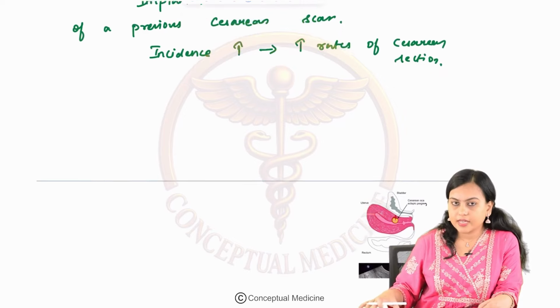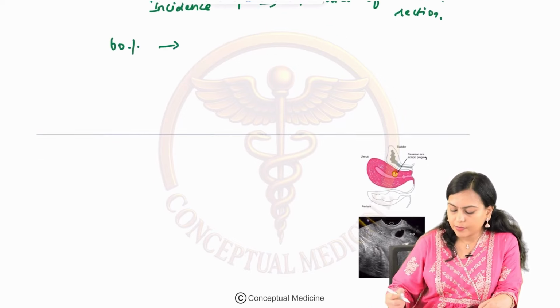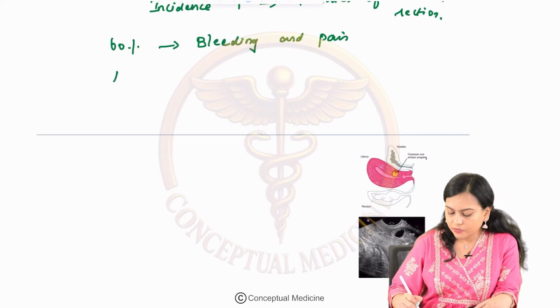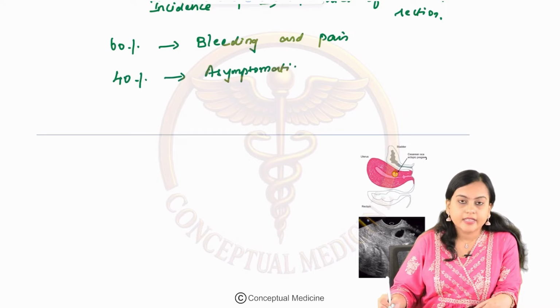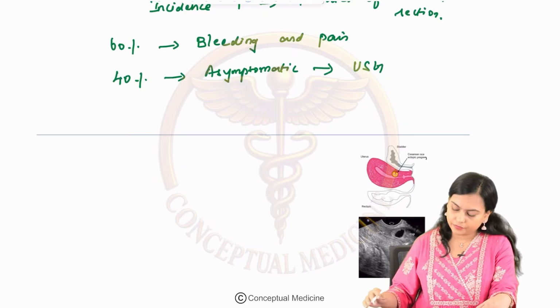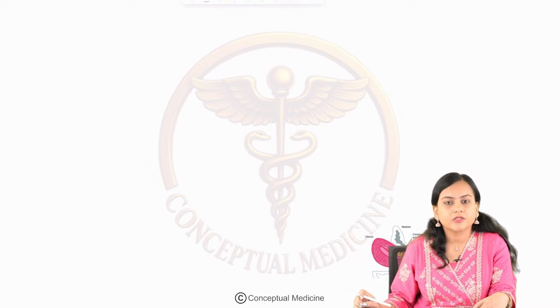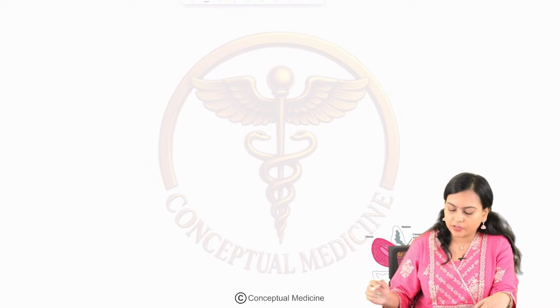Okay. If you take these cases, 60% of the cases will be presenting symptomatically with bleeding and pain. And in 40% of the cases, they are asymptomatic, and they are diagnosed only by an ultrasonogram. Clear? If you take cesarean scar pregnancy, it can be further divided into an endogenic cesarean scar pregnancy and an exogenic cesarean scar pregnancy. Okay.